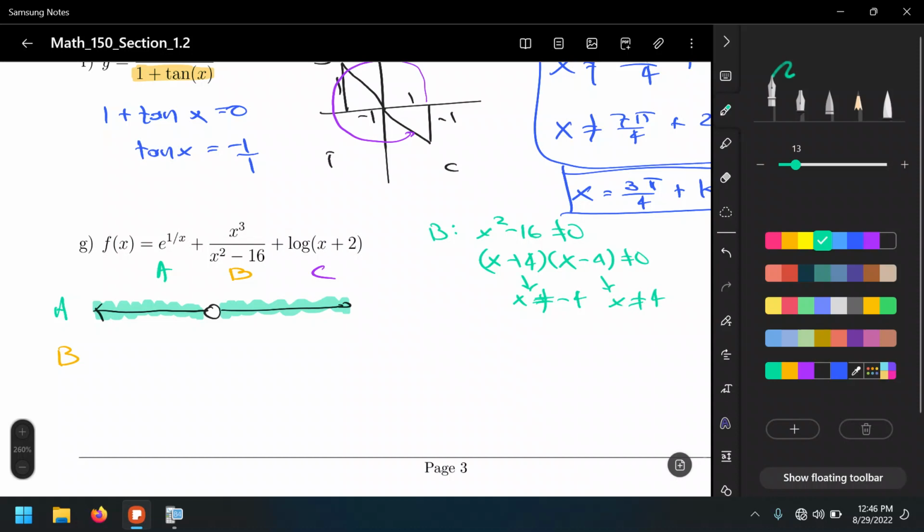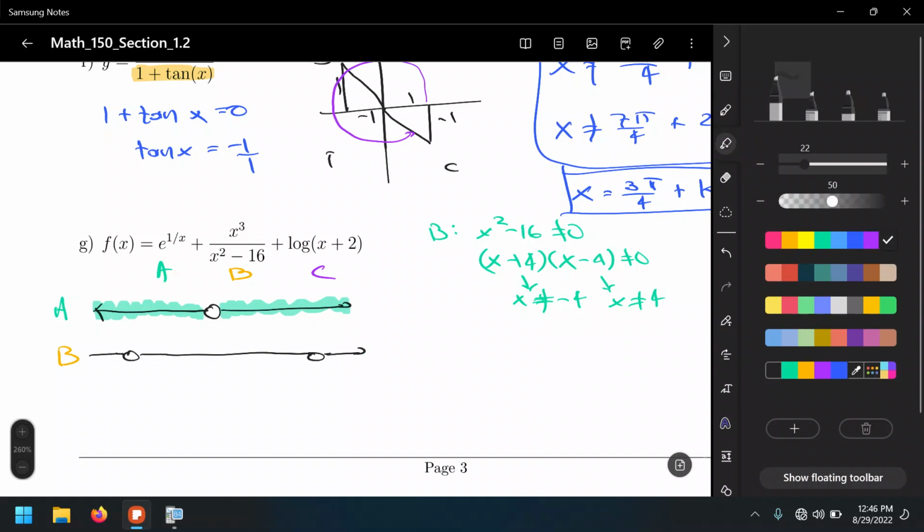Are you guys following me here? Okay, let's plot those. So negative 4 and positive 4. All right, we're almost done. Just give me maybe an extra minute. Okay, let's shade the OK inputs here. All right, and let's do letter C.